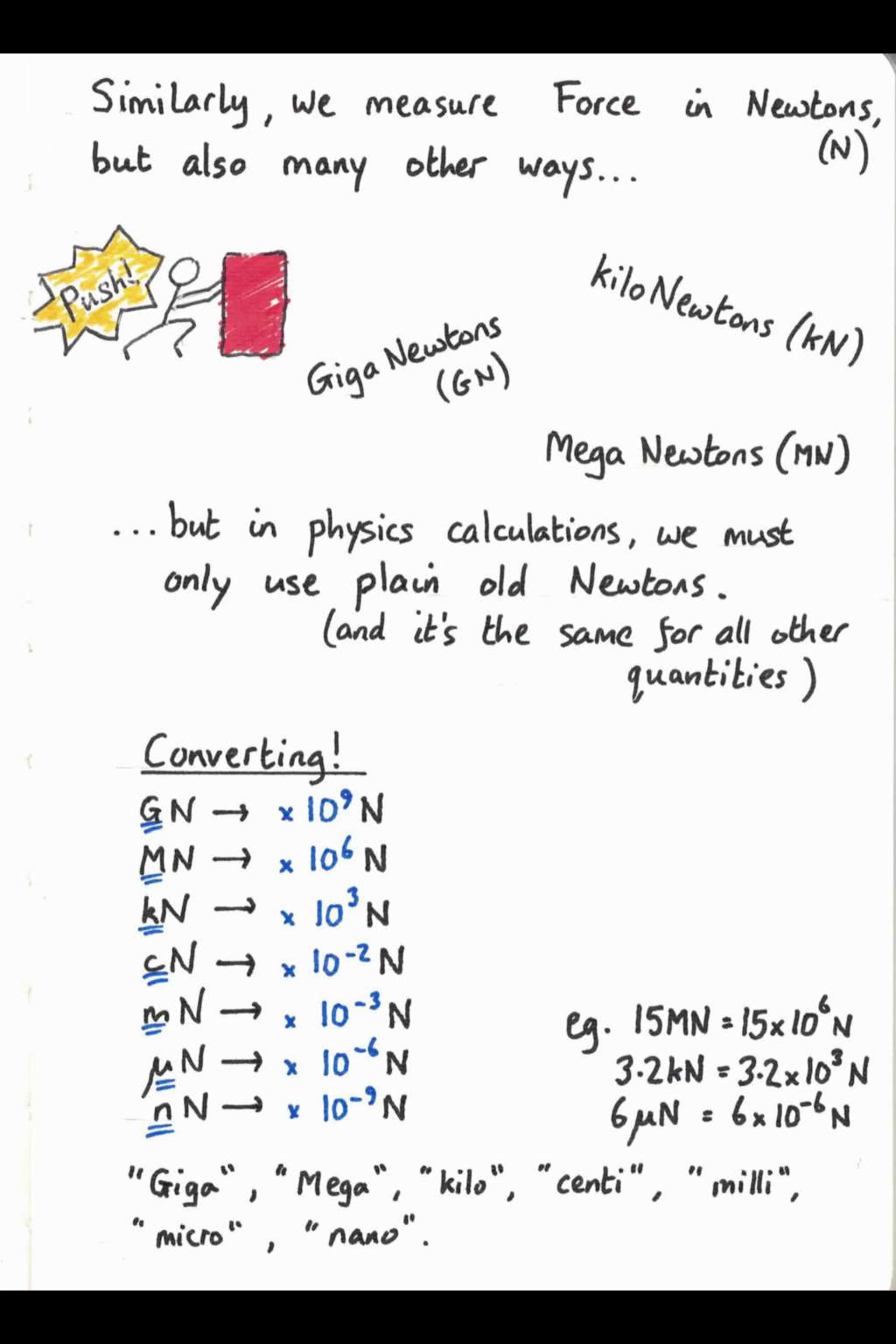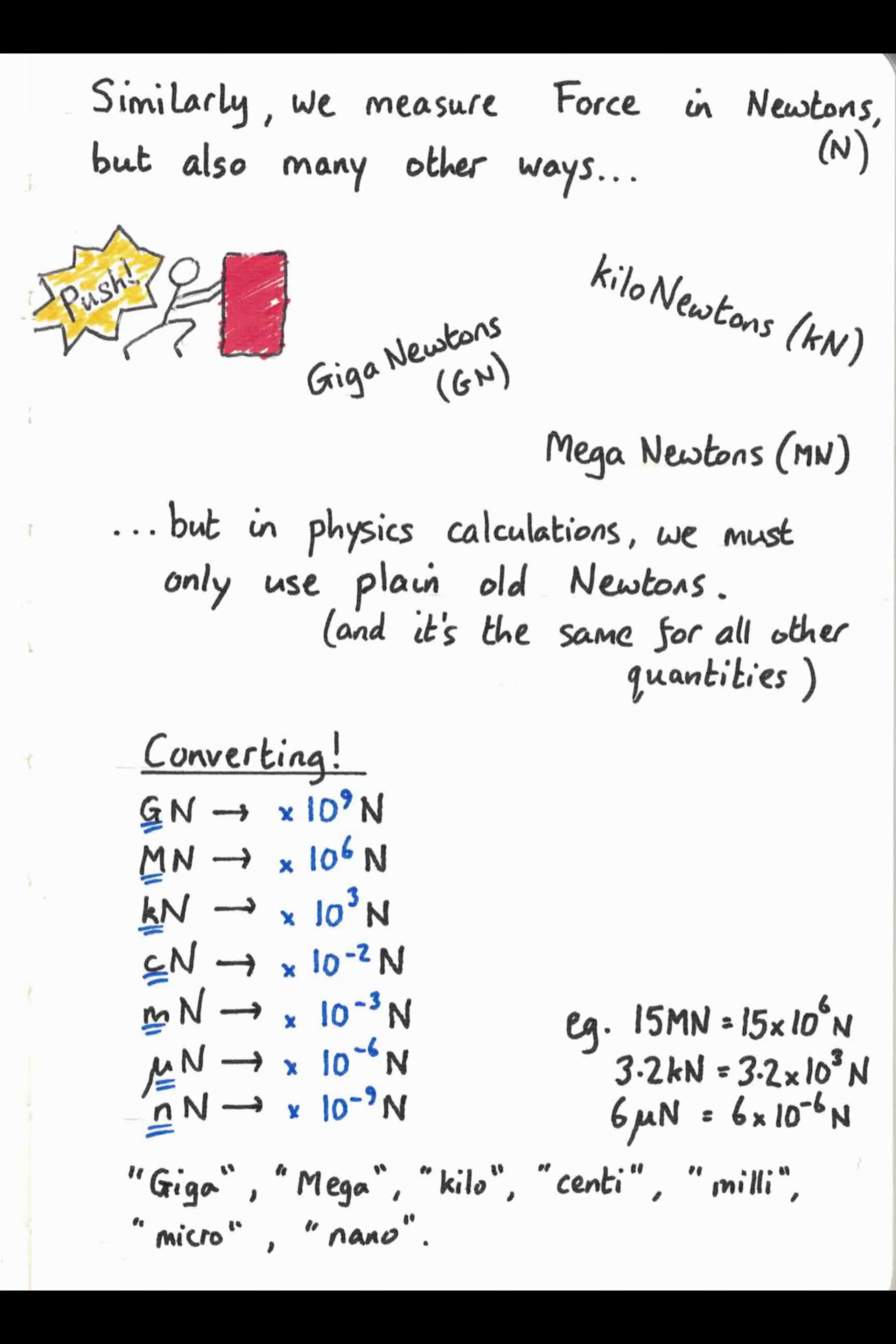Similarly, we measure force in newtons, N, but also in many other ways. For example, we might see giganewtons, kilonewtons, or meganewtons when talking about jet engines, or you really strong physics students pushing massive rocks around. But in physics calculations, we must only use plain old newtons. And it's the same for all other quantities. Those first parts, like kilo and all the rest, are known as prefixes and need removing.